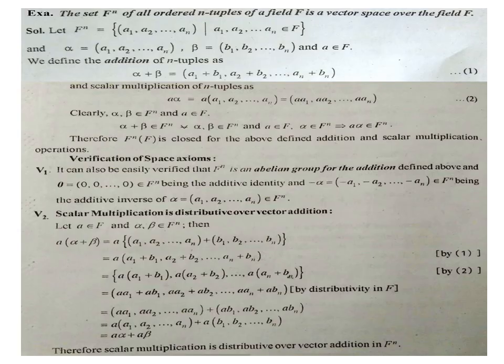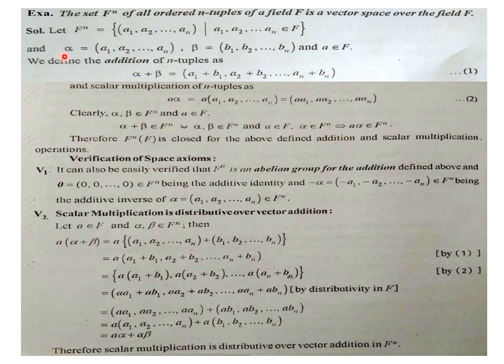Now the set F^n of all ordered n-tuples of a field F is a vector space over the field F. So the field is F with plus and dot, and in place of the set V, we have the set F^n, which is made of tuples created by elements of F. F^n has elements of the form (a1, a2, up to an), where all components a1 up to an are elements of field F, and as these are ordered n-tuples, the places can't be changed.